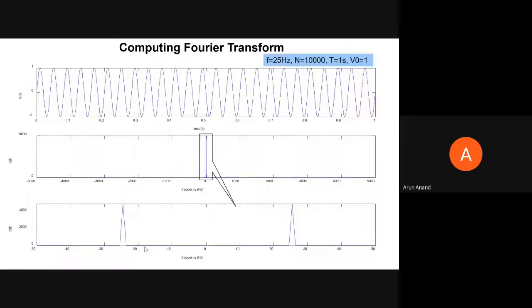Okay. So now, basically, it's something like this. I'm using a sine wave of 25 hertz, and I'm using 10,000 sampling points in 1 second. So your sampling interval is 0.1 millisecond, so the sampling frequency is 10,000 hertz. So now your bandwidth is from minus 5,000 hertz to plus 5,000 hertz. That is, minus F sample by 2 to plus F sample by 2. Clear? And since I have shifted it, this is your 0 and this is your 25 hertz.